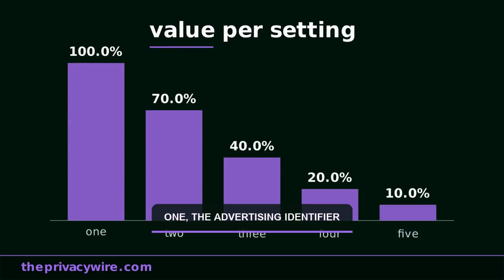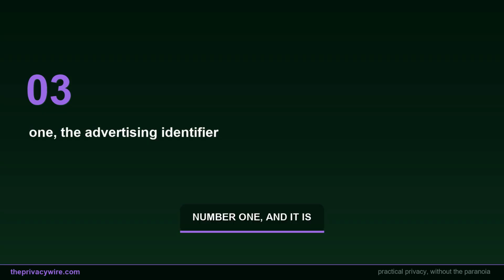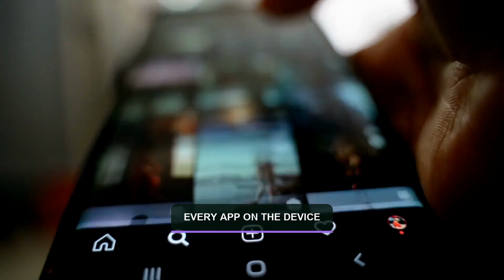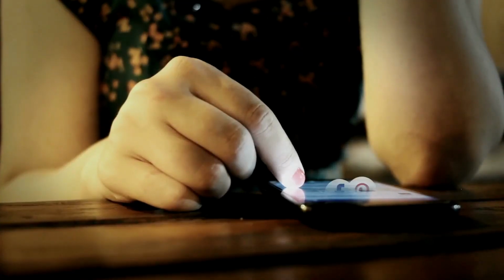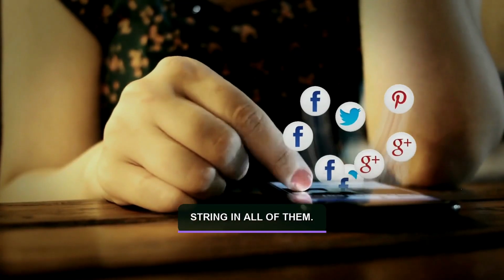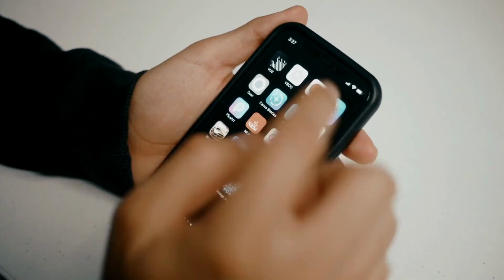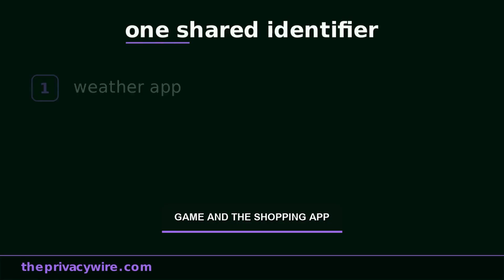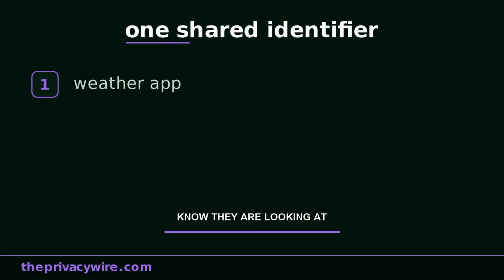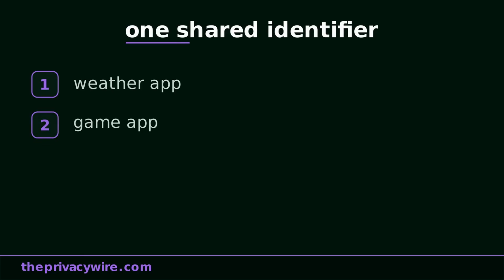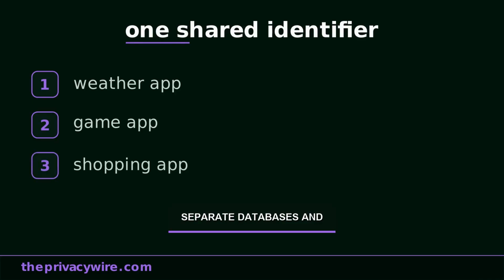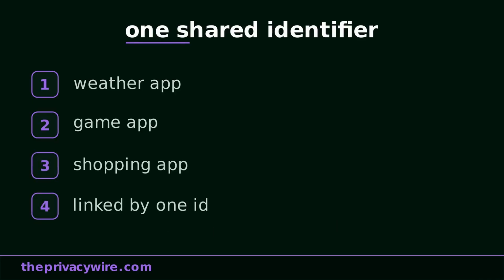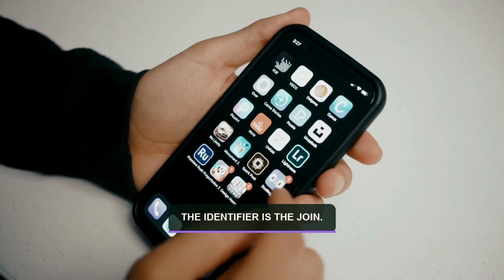1. The advertising identifier, number 1, and it is not close. Your phone carries an advertising identifier, a string of characters that every app on the device can read, and it is the same string in all of them. That is the whole trick. The weather app and the game and the shopping app have no other way to know they are looking at the same person. They are separate companies with separate databases and no relationship. The identifier is the join.